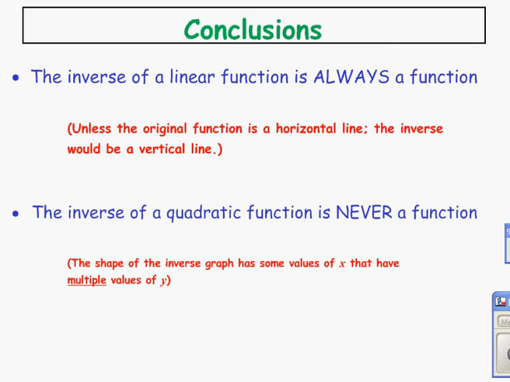Okay, so to sum everything up, the inverse of a linear function or a line is always a function. Okay, the only exception to that rule is if we start with a horizontal line, the inverse is going to be a vertical line, right? And a vertical line is not a function because it fails the vertical line test. Okay, and the inverse of a quadratic function is never a function, right? Because if you think about it, okay, our base parabola looks like this. And if I do the inverse of a parabola, it's this half as well as the negative half. Okay, so if I have the inverse of a quadratic function, I'm never going to get a function.